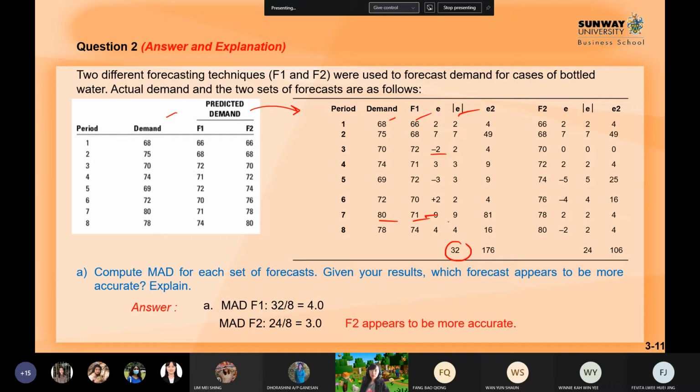So how do you get the square? 2 squared, 7 squared, 2 squared. That's how you get the squared numbers, and this is the sum of your squared errors. Repeat the same thing for forecast technique 2, and you get 24 and you get 106.